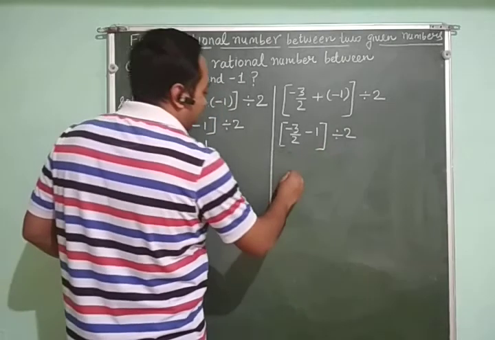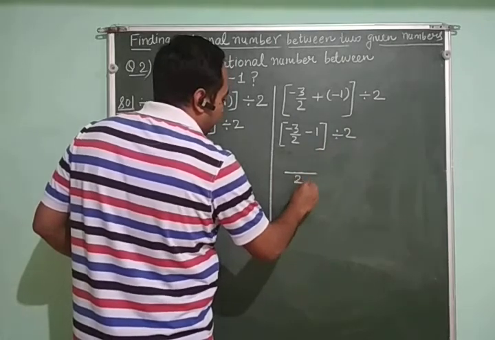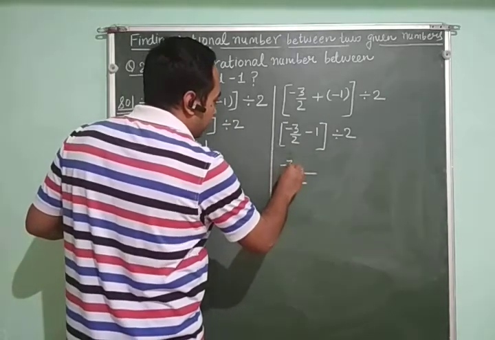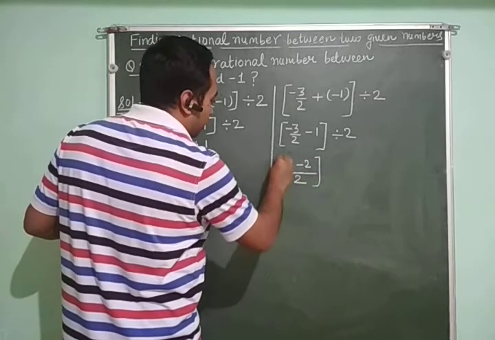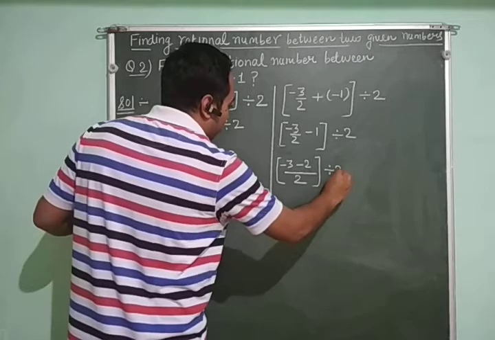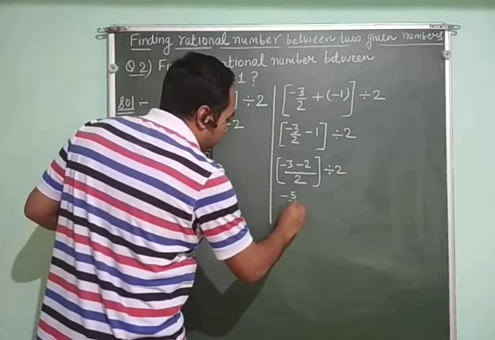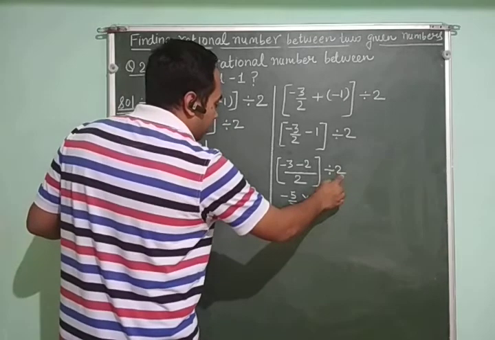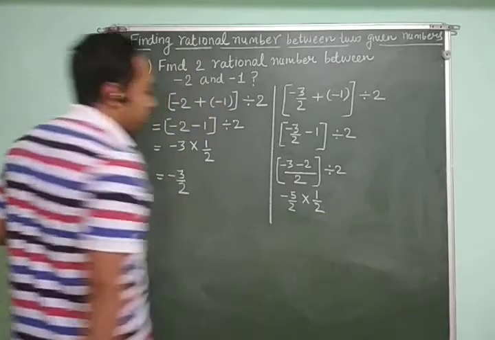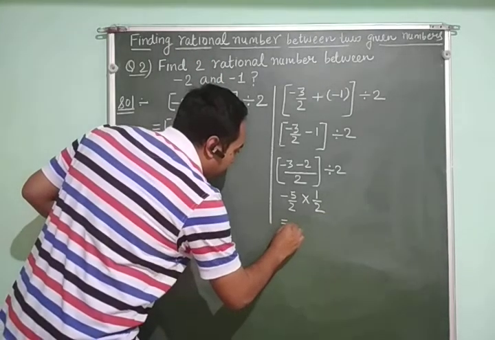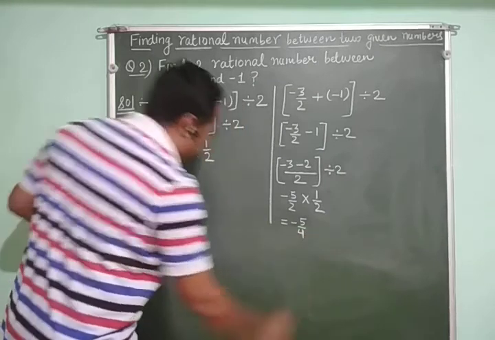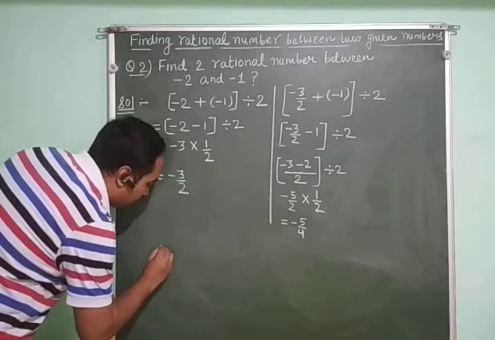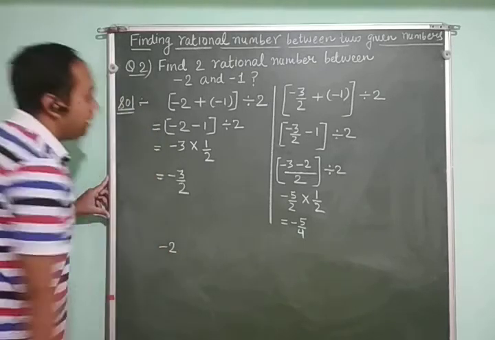Now take LCM. On taking LCM, we will get 2 in the denominator, and on solving it we will get -3 minus 2 divided by 2. This will give us -5 upon 2. And now we will remove this division sign by multiplication sign. So this 2 will get reciprocal. It will become 1 upon 2. This is equal to -5 upon 4.